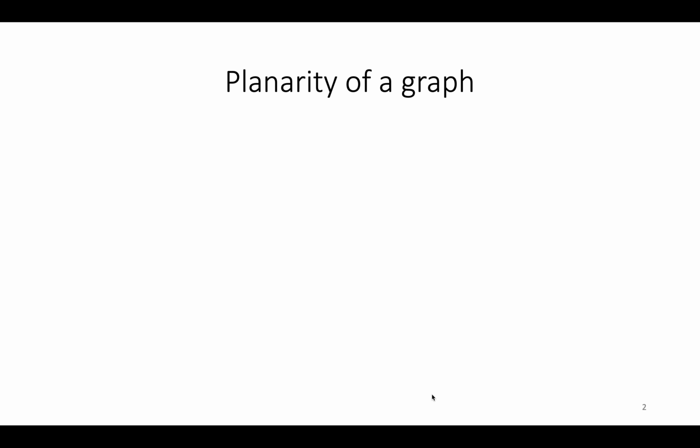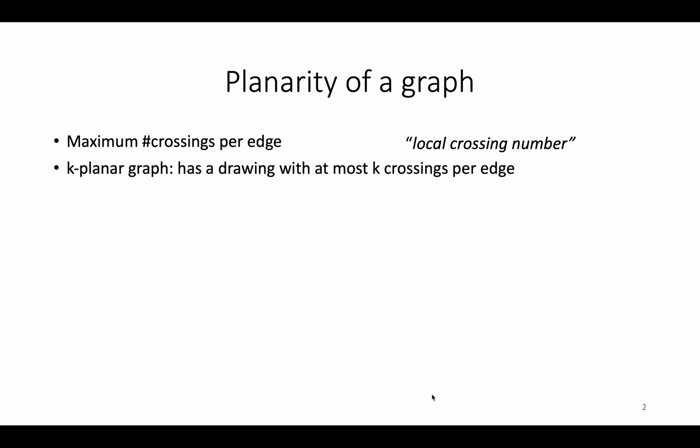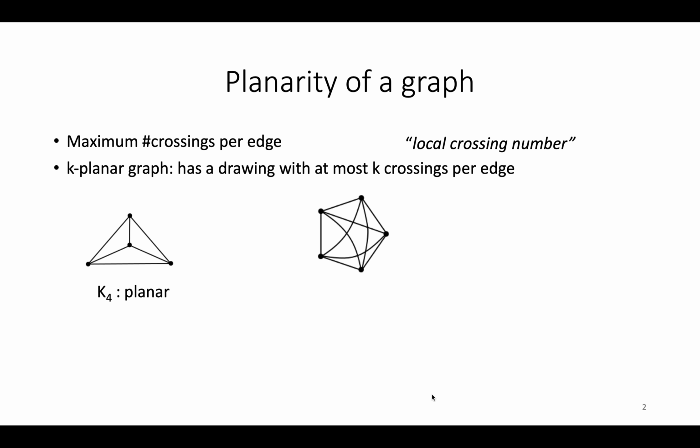How close a graph is to being a planar graph can be quantified in multiple ways. One of the methods is counting the maximum crossings per edge. It's also called the local crossing number. In other words, if a drawing has at most k crossings per edge, then the corresponding graph is called a k-planar graph. We could consider the case of K4, or a complete graph on 4 vertices, which is a planar graph. Another example is K5, which has a drawing where each edge is crossed at most once, hence K5 is 1-planar.